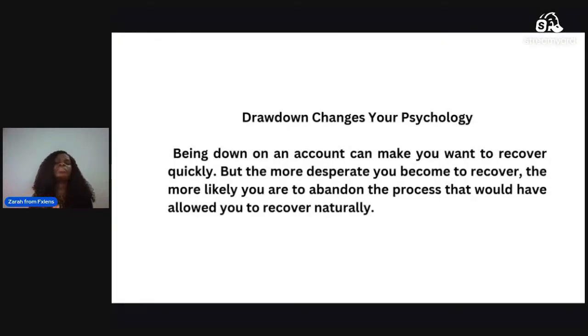Another thing I need you guys to understand is that drawdown changes your psychology. When you make a loss trading your personal account, it doesn't affect you as much because it's your money. But when you're trading a prop firm, there's this low-key psychological feeling that you need to prove a point. I don't know why that happens, but it happens with prop firms, and it doesn't happen when you're trading personal accounts.